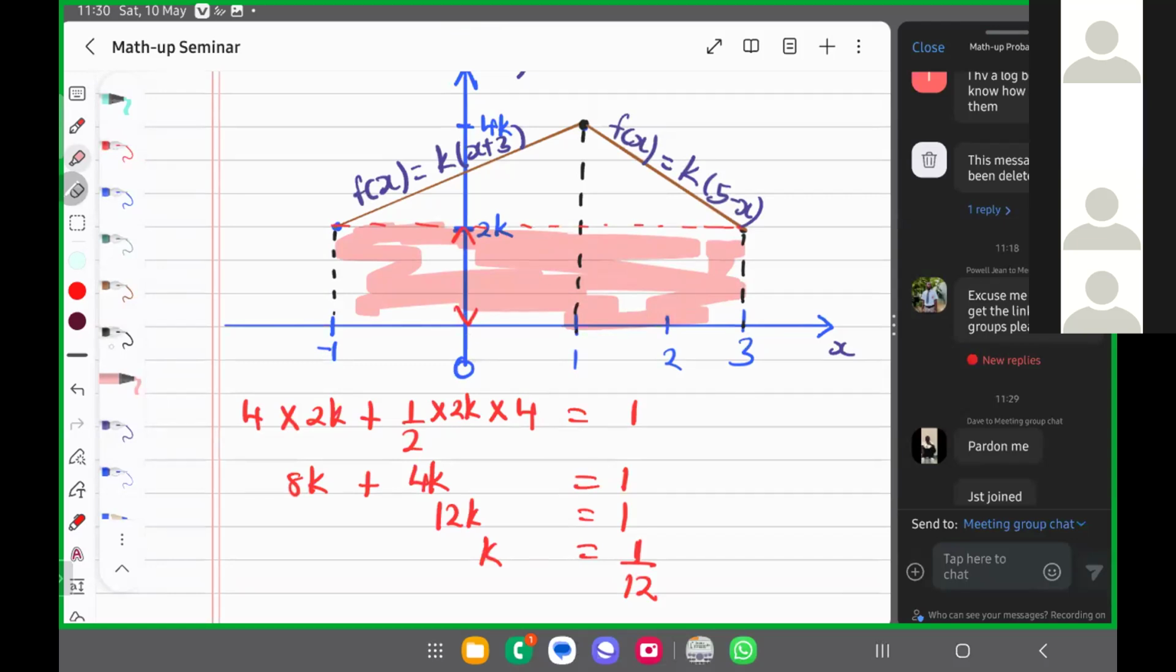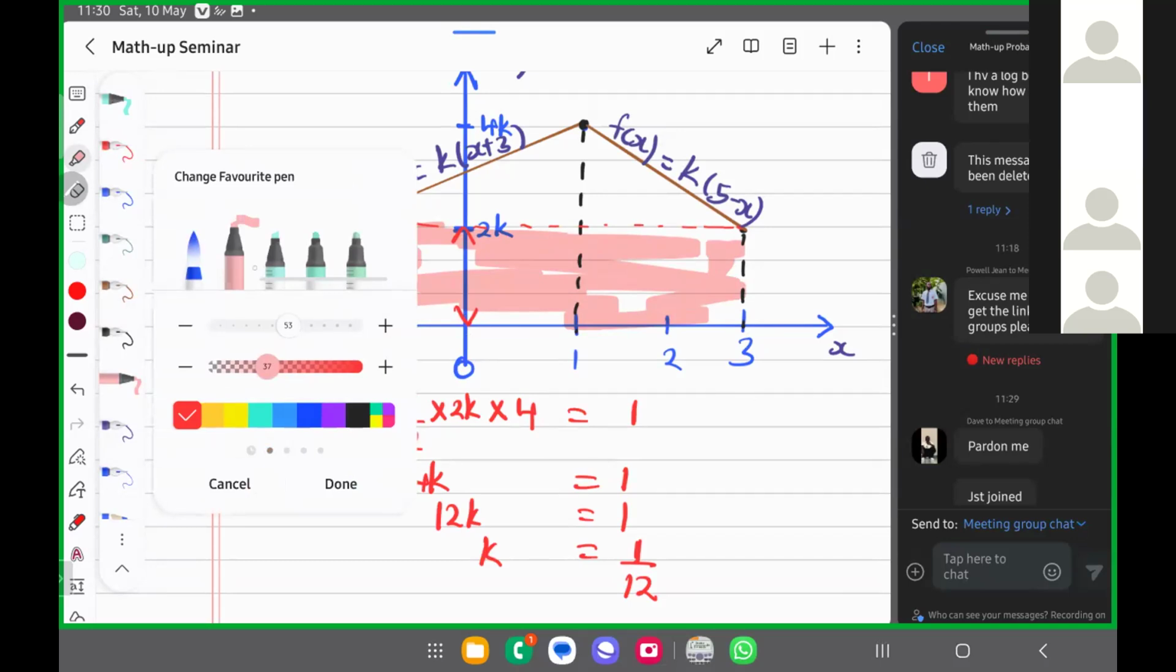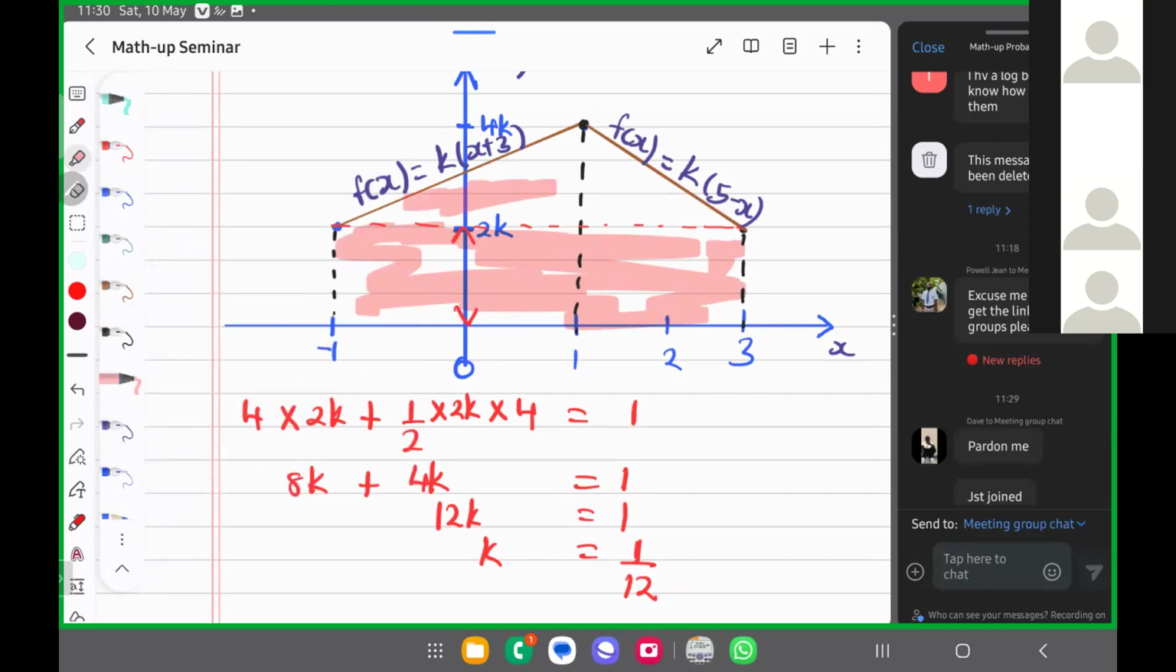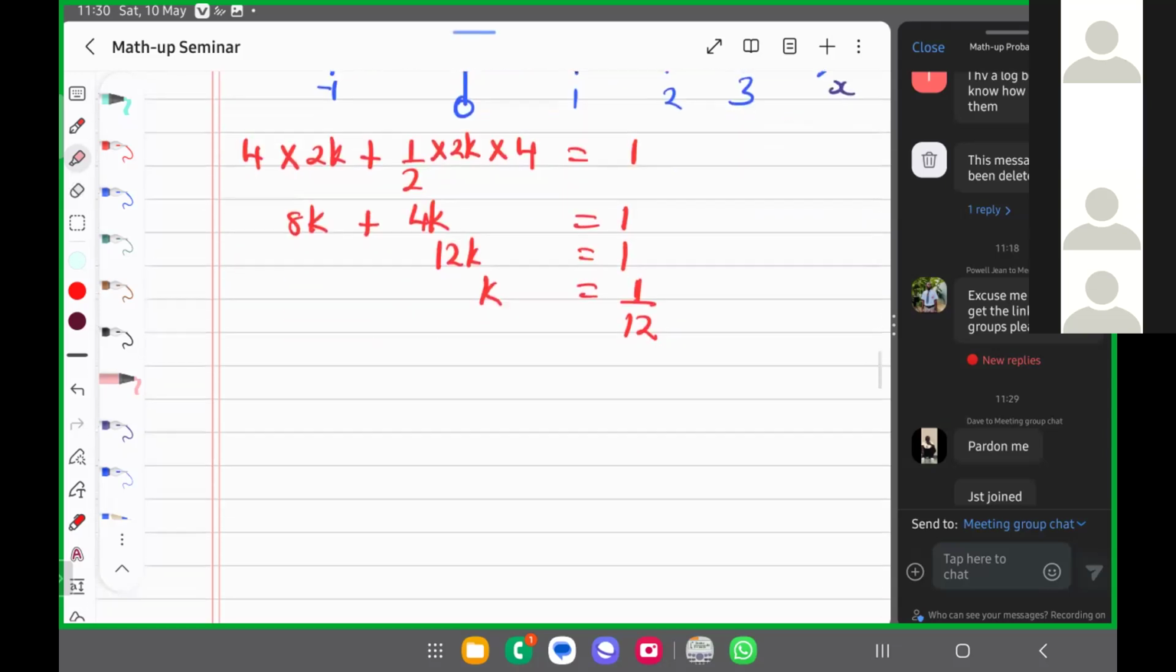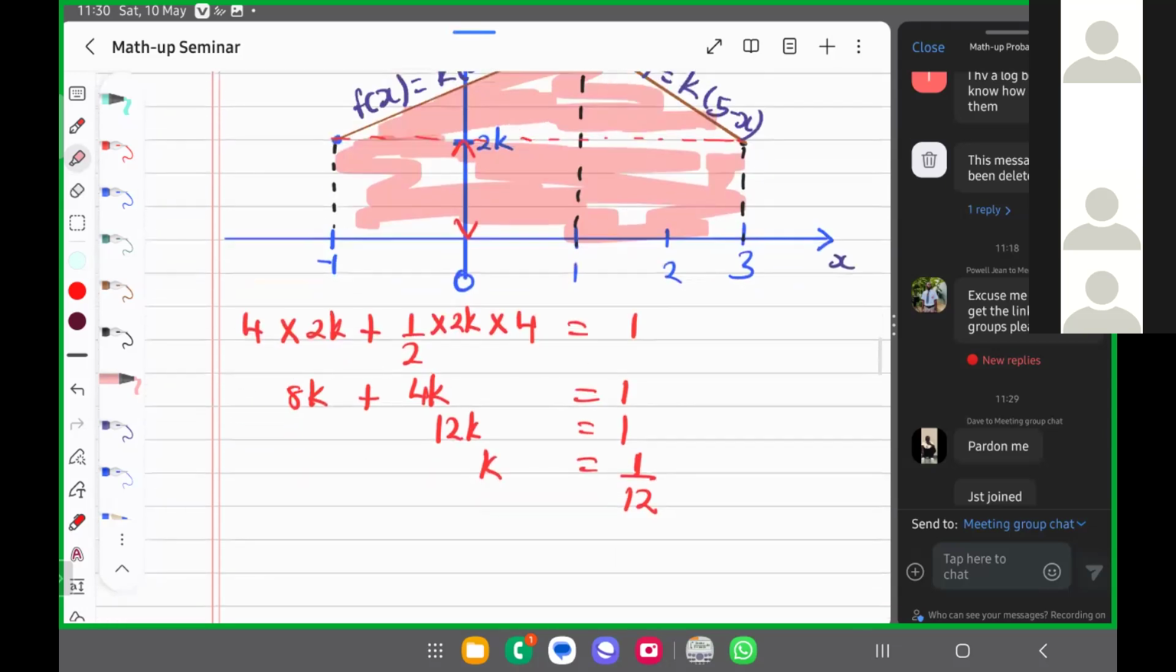Then I also use the triangle here. It had a base of 4 units and a height of 2k units. When I sum up those two areas, they'll give me the total probability, which is 1. So that way I can get the value of k.